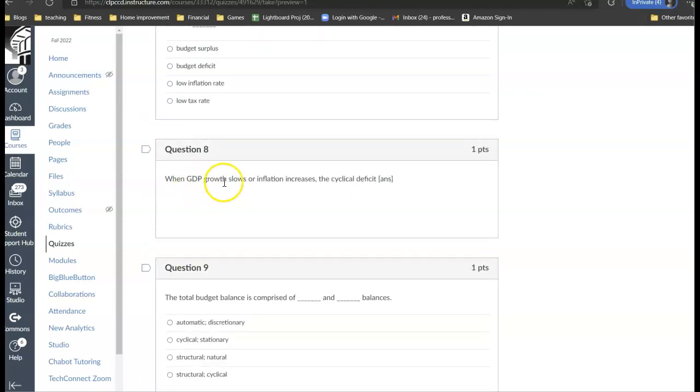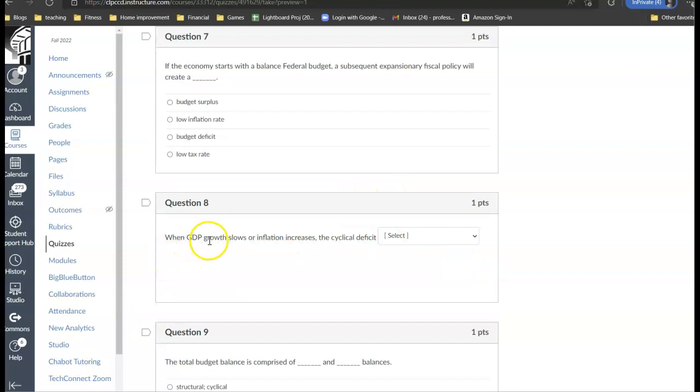Question 8, when GDP growth slows or inflation increases, what happens to the cyclical deficit? Well, there's a problem with this question. I'm going to fix that right now. Hold on. There, I fixed the problem. So when GDP growth slows or inflation increases, what happens to the cyclical deficit? Does it stay the same, decrease, or increase? So basically, just go to the section under cyclical deficits in Chapter 12, and you'll be able to answer that question.